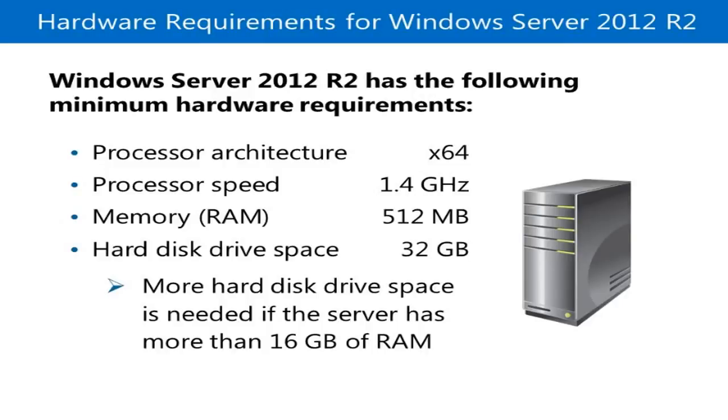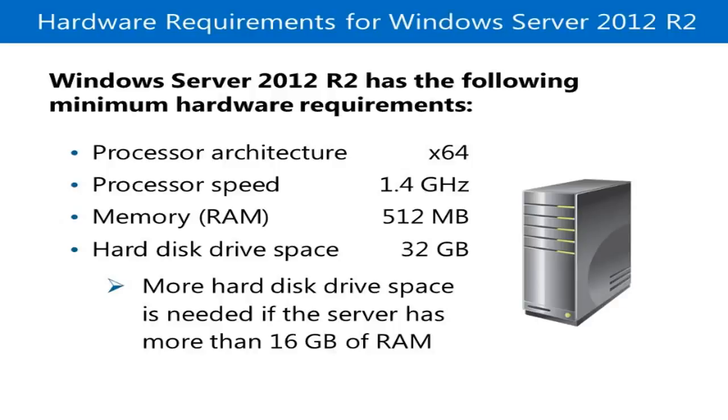First of all, the computer has to have a processor that's at least 1.4 gigahertz. You have to have at least half a gig, or 512 megabytes, of memory or RAM. And you have to have at least 32 gig of available hard disk space. And that's pretty much it.